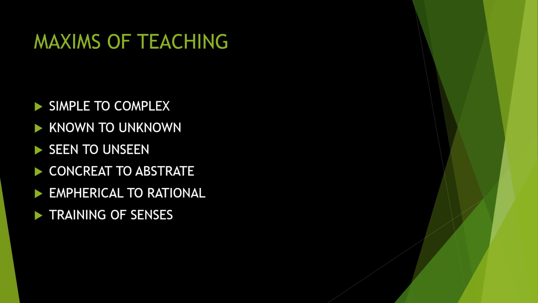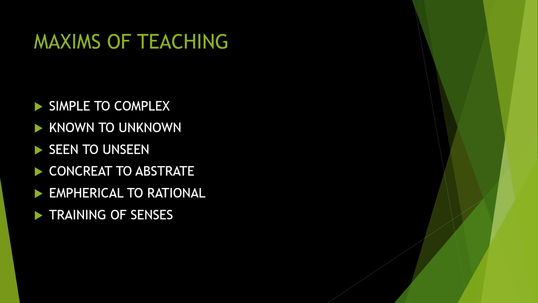Okay, simple to complex. Simple to complex means, for example, a student first admitted to a KG section or pre-KG section. First they study the alphabets, then they study the words, then they study the sentences, then they study long sentences, then complex sentences. So from the simple to the complex level.